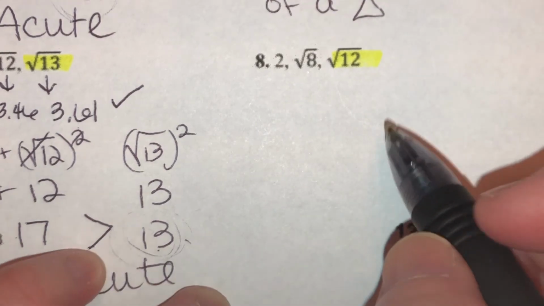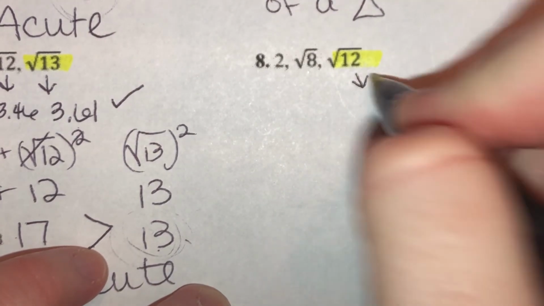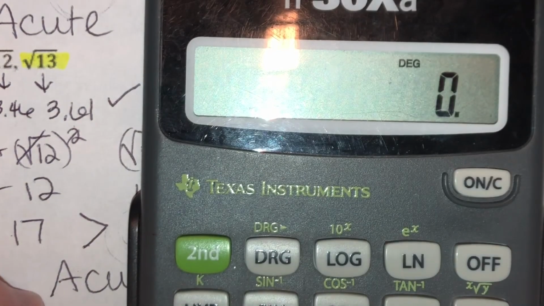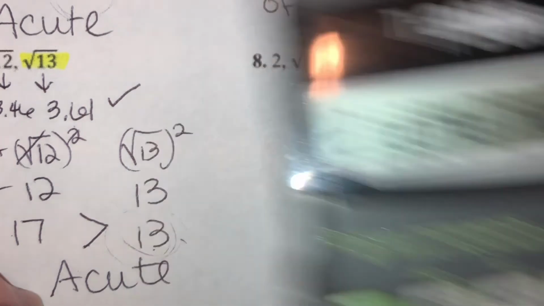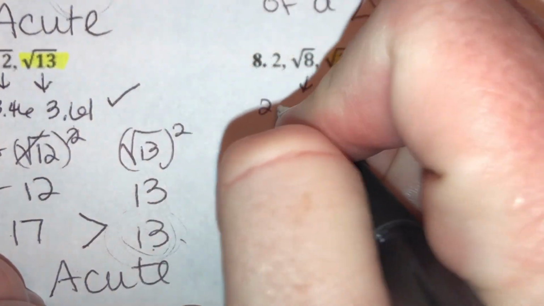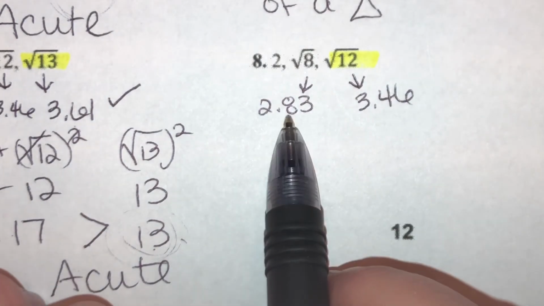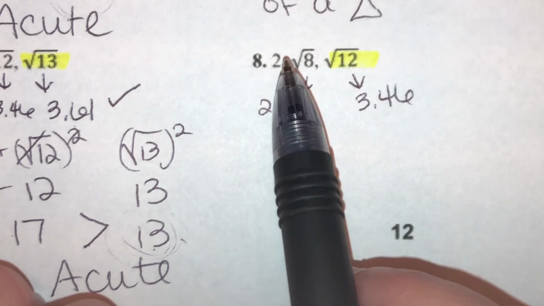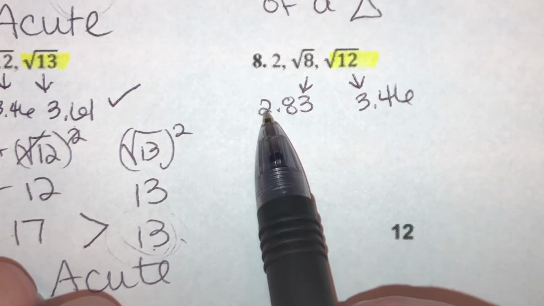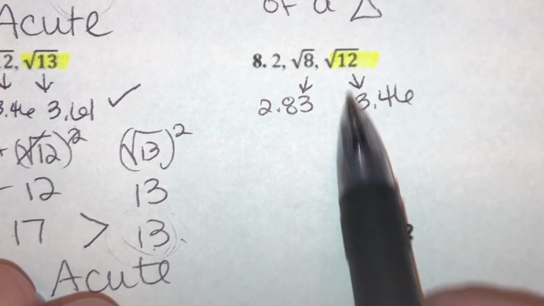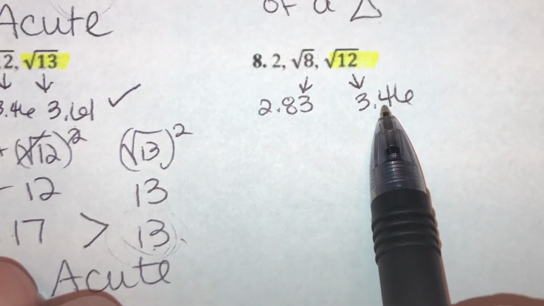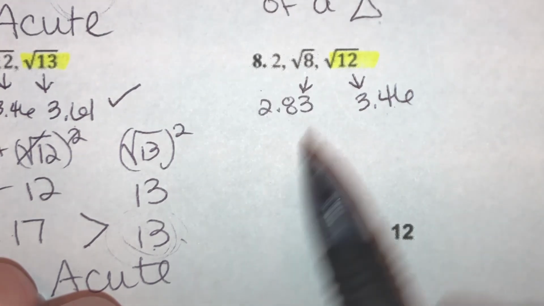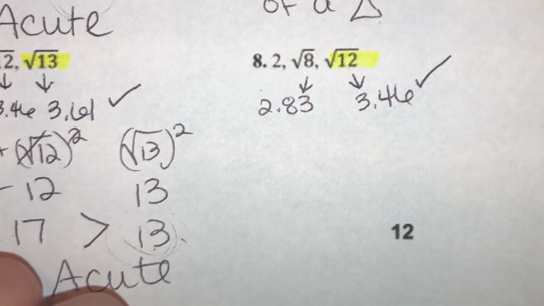Okay, and then number 8. 2, square root of 8, square root of 12. All right, square root of 12 we just found out was 3.46. The square root of 8 is 2.83-ish. So this is almost 3. This is about 3.5. We just have to make sure when we add any two together, they're greater than the third side. So 2 plus 2 is 4. 4 is greater than this one. 2 plus 3 is 5. 5 is greater than this middle one. And 2 plus 3 is 5. 5 is greater than 2. So yes, that works. These can all be sides of a triangle.